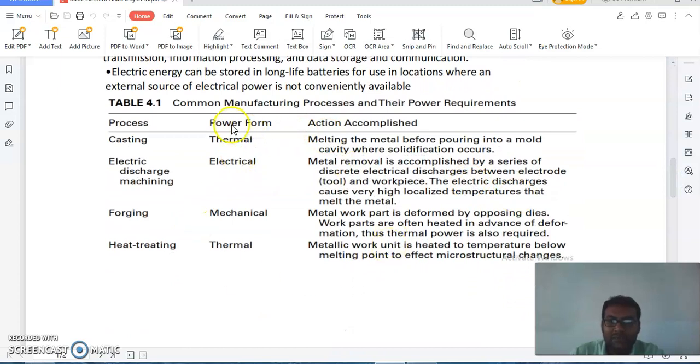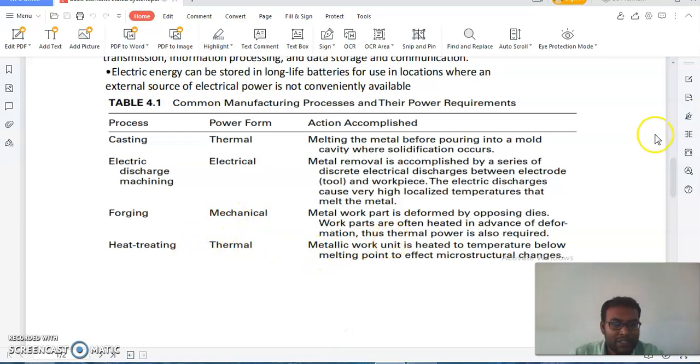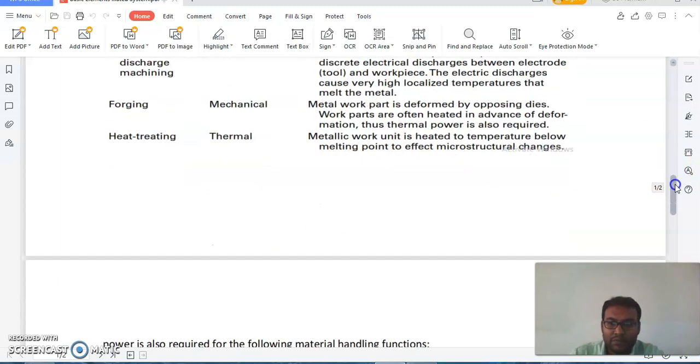These are some examples of common manufacturing processes and their power requirements. In casting, the power requirement is in the form of thermal energy. In electrical discharge machining, it is electrical power. In forging, we require mechanical power. And in heat treating, we need thermal energy to convert the raw material into a finished product.